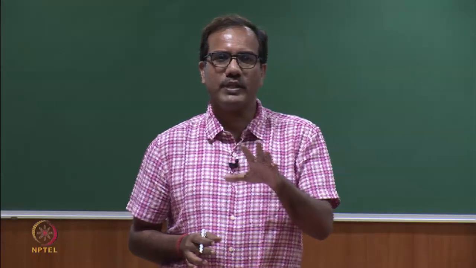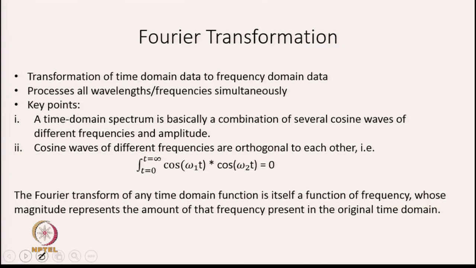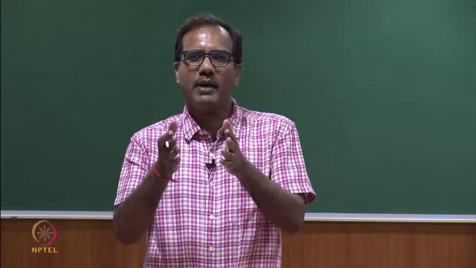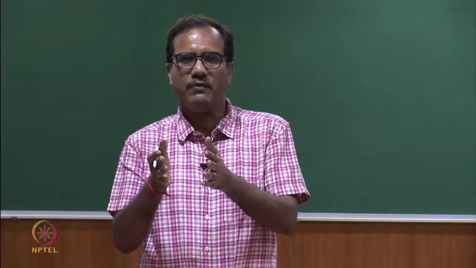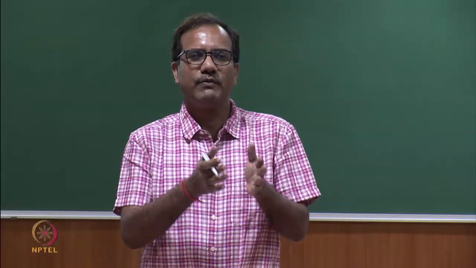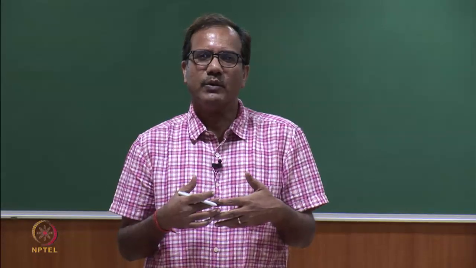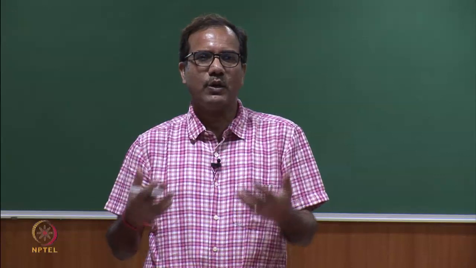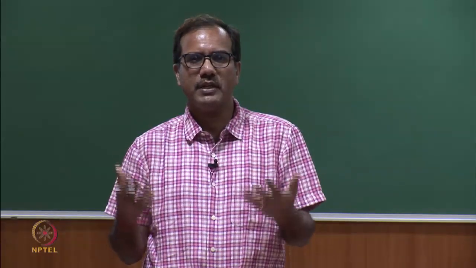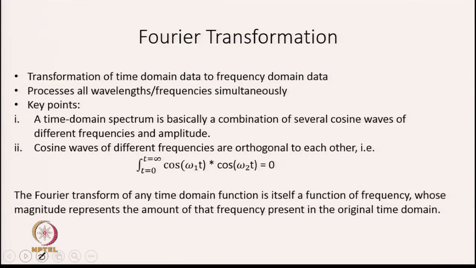There are two key points in Fourier transformation. One is that a time domain spectrum is a combination of several cosine waves of different frequency and amplitude. Suppose there are two chromophores that absorb at two different lambda values. Your time domain spectrum is the sum of cosine waves of two different lambda values. Think of NMR: if you have 5 protons and they absorb at different frequencies, your time domain signal will be a combination of 5 cosine waves of different frequency.